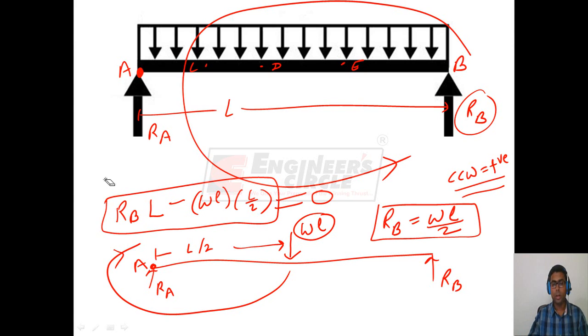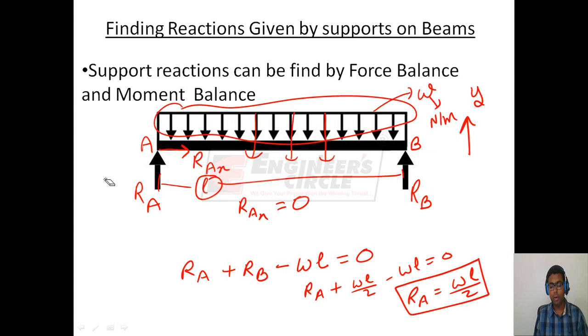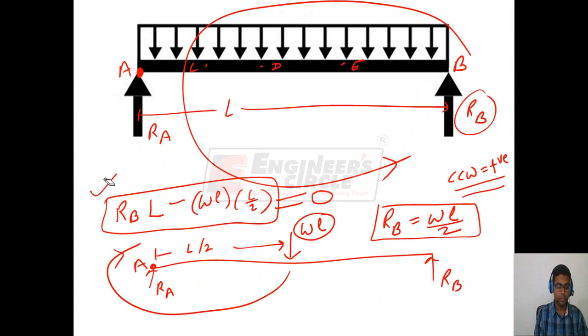We have already found that RA plus RB minus WL is 0. So putting here the value of RB, we get RA plus WL by 2 minus WL equal to 0. So we can get RA as WL by 2. So we have found the reactions RA and RB which are given by these supports on the beam, by force balance, that is this equation, and moment balance, that is this equation.